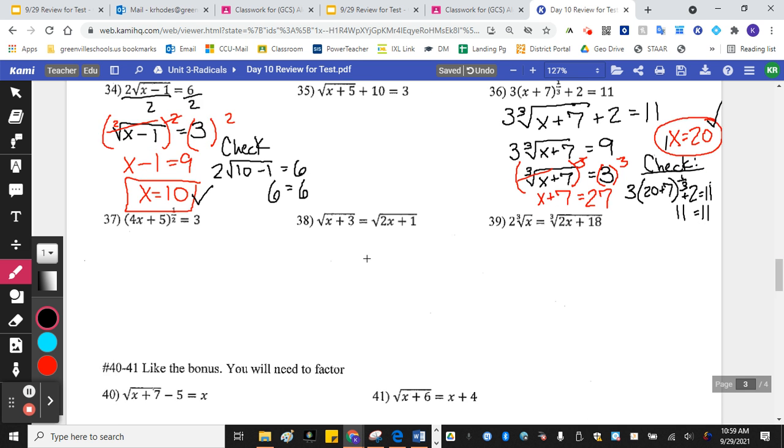All right, 38. If there's a square root on both sides, we're going to square both sides. I knew it. No, you didn't. I get a star. On 39, there's a cube root on both sides, so you're going to cube both sides. And you will have to cube the 2 because it's outside the radical. Square root, square cancel, square root, square cancel.